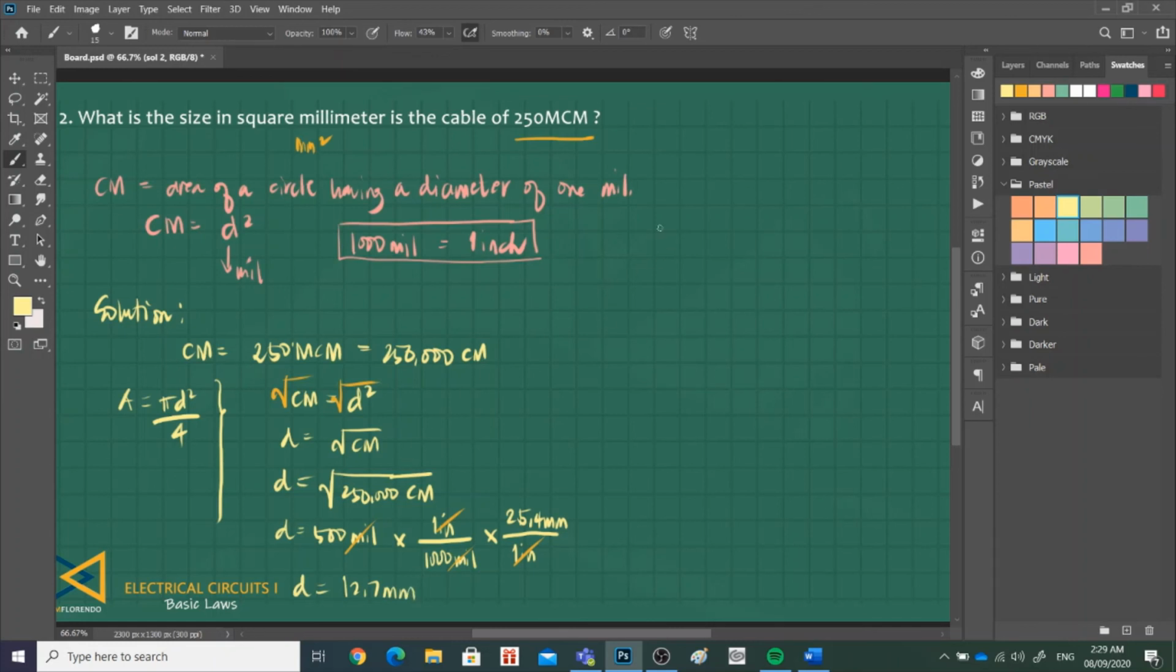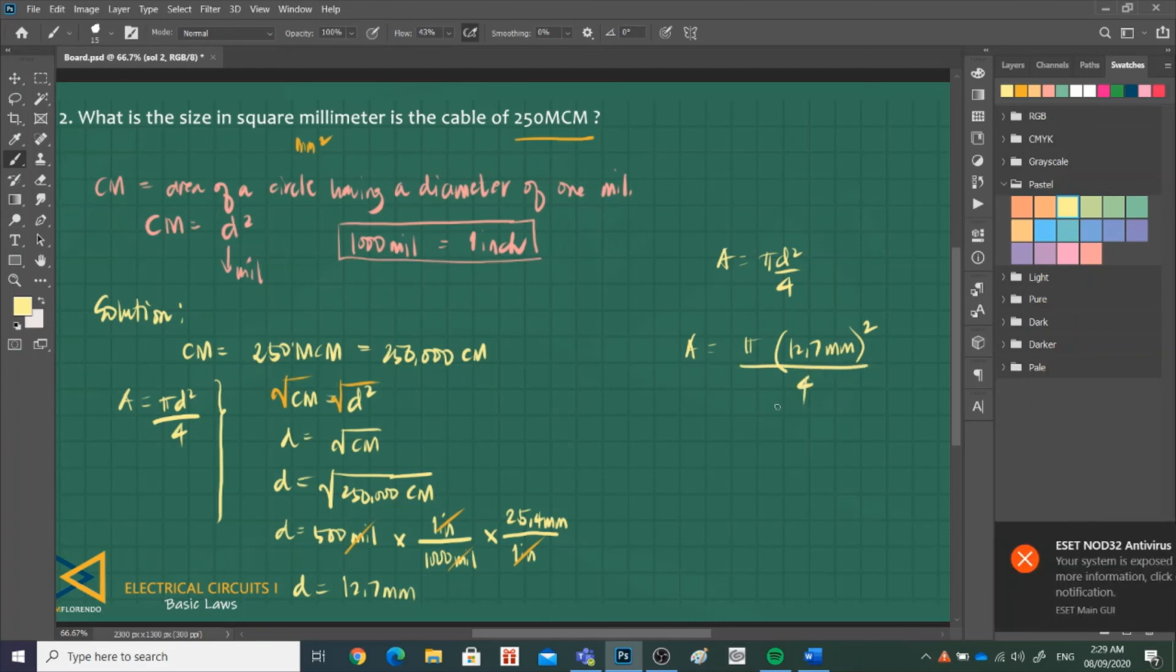Ayan. So, now, we can get area using A is equal to pi d square over 4. So, A is equal to pi times 12.7 millimeter square over 4. So, the area is 126.67 square millimeter.